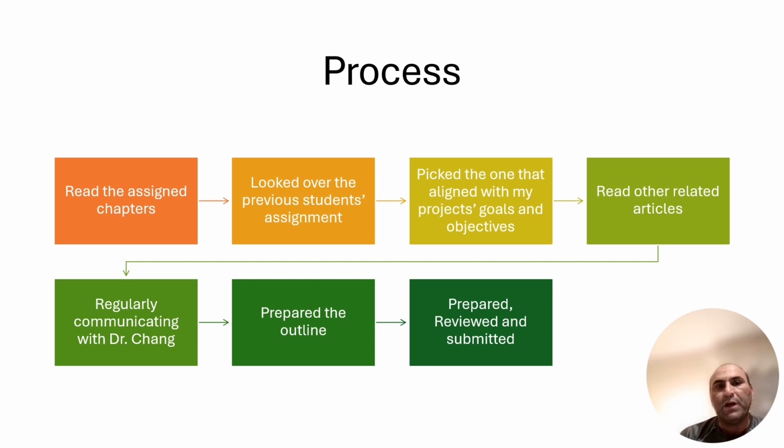So the design process began with reading the assigned chapters in the book. I also looked over the previous student assignments, which were very helpful. Based on the assigned chapters and previous student assignments, I picked the theory that aligned with my project's goals and objectives, and also read other related articles that Dr. Buchang provided in the Canvas, and also some articles from the internet. Then I was regularly communicating with Dr. Buchang to make sure that I was on the right track.